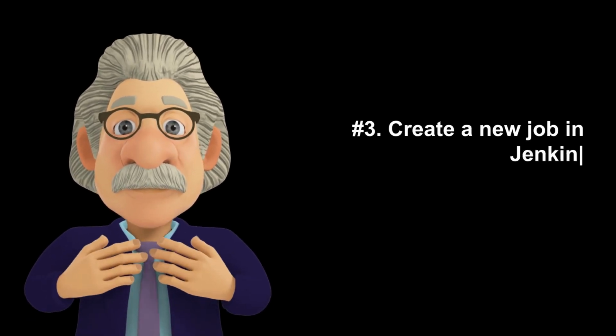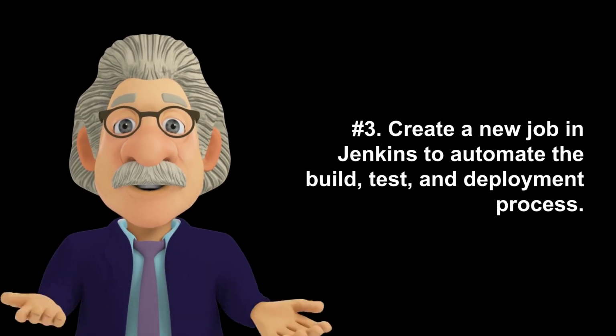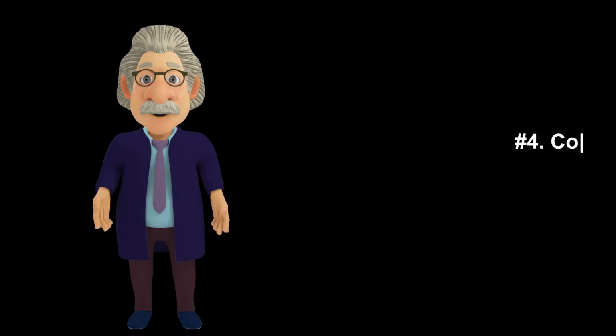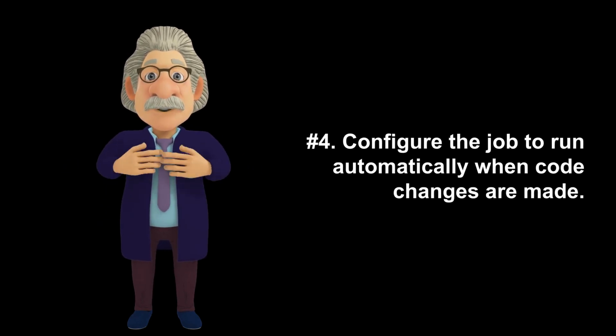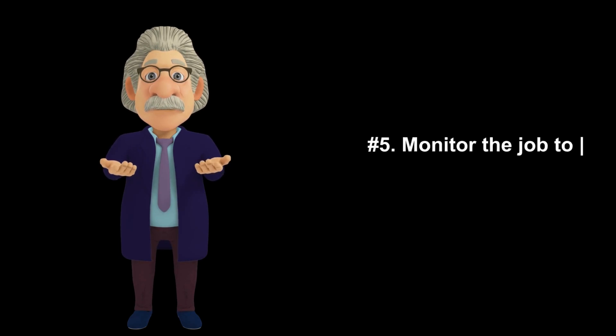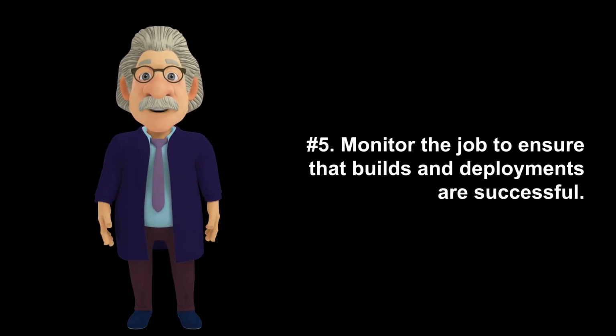Number 3. Create a new job in Jenkins to automate the build, test, and deployment process. Number 4. Configure the job to run automatically when code changes are made. Number 5. Monitor the job to ensure that builds and deployments are successful.